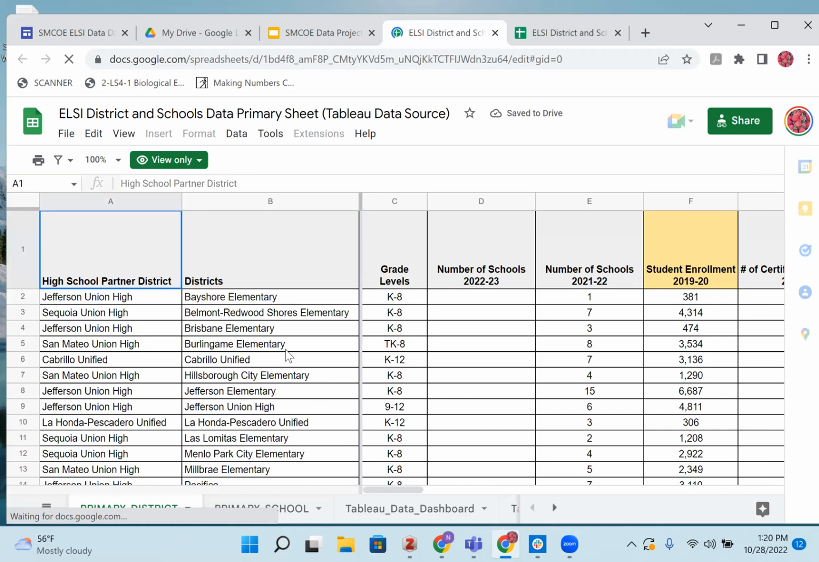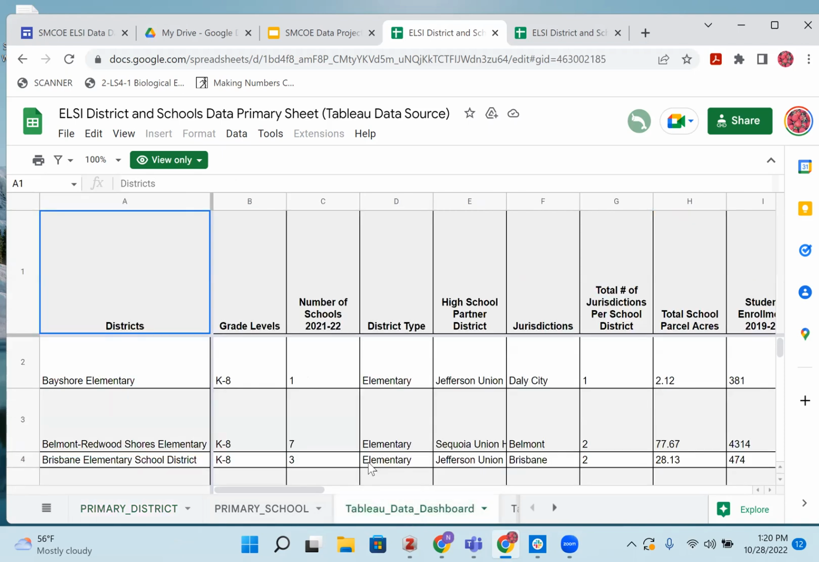So this spreadsheet for us really became our sheet for naming conventions and also to standardize how we tracked data across all of our different programs. So you can see here we have like primary for our districts and then primary for schools. And then I'm going to show you our Tableau data dashboard.